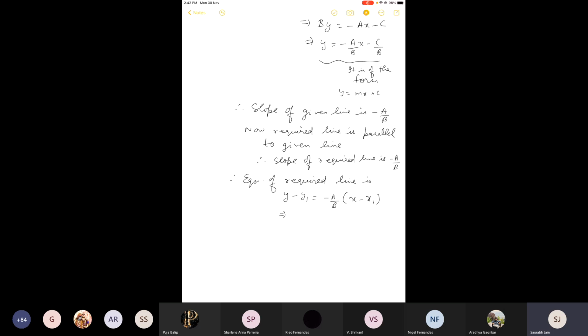Then transpose b to the left hand side, and in the next step you can transpose the term on the right hand side to the left hand side. It is negative here, so it will come here on the LHS with the positive sign. So this is the answer, and that is what you are supposed to prove in this question, that the equation of the line passing through x1, y1 and parallel to given line is this. This was what we were supposed to prove.